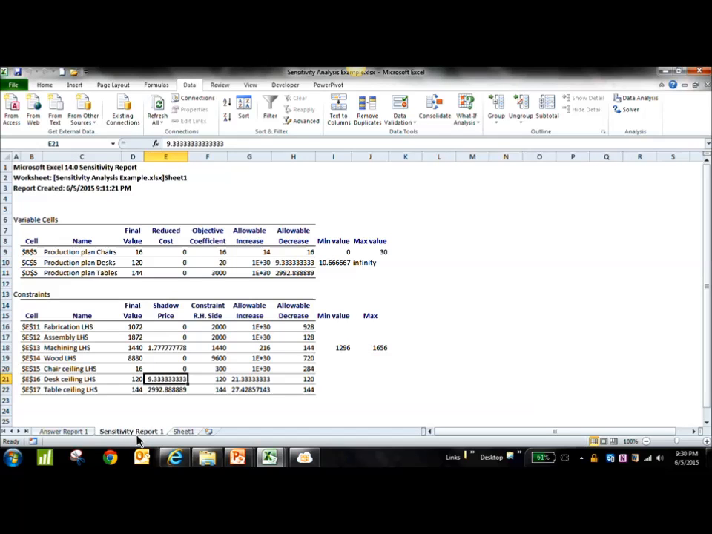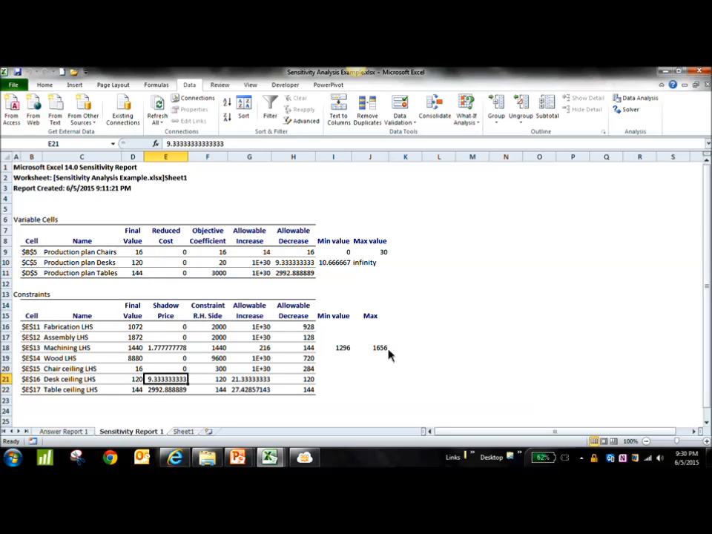9.3333. So this is how Solver comes up with this shadow pricing. And it's very important to look at the shadow pricing because it tells you the priority. If you would prioritize which ones to increase, you will definitely go after the one that gives you the highest shadow price. This helps in the decision making. Does it make sense?